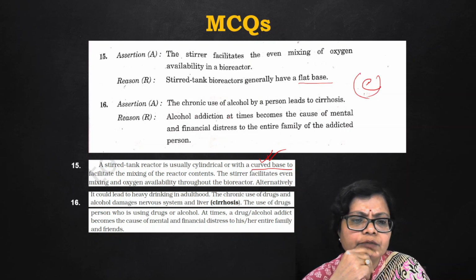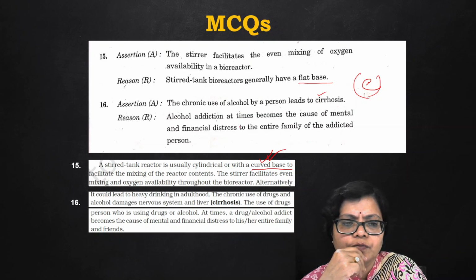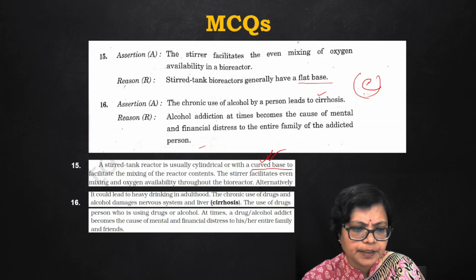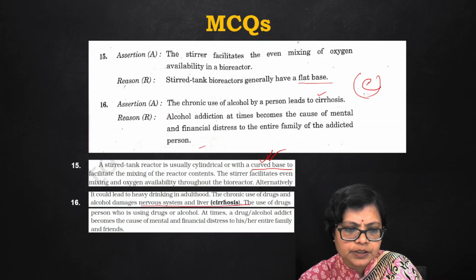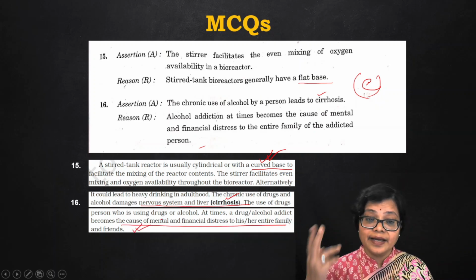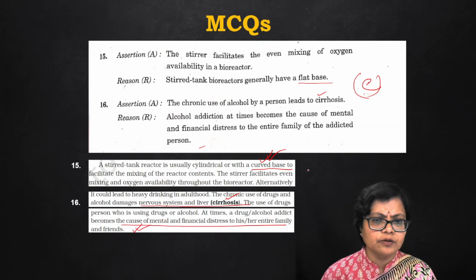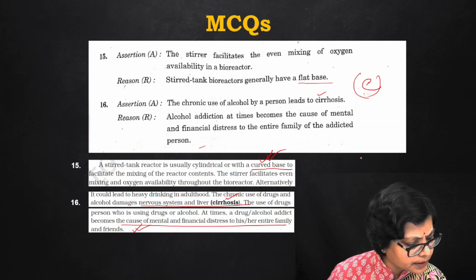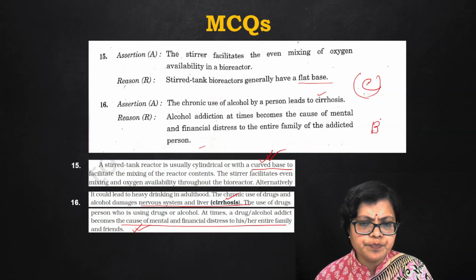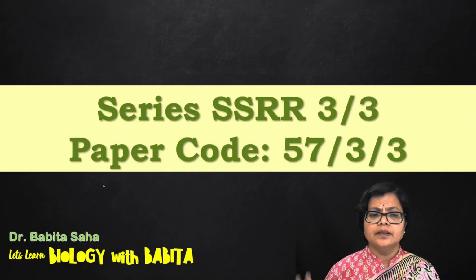Now the next one, the chronic use of alcohol by a person leads to cirrhosis. It is true. Alcohol addiction at times becomes cause of mental and financial distress to the entire family of the addicted person. It is also true but not the correct explanation. You see, nervous system cirrhosis from the NCERT book line and mental and financial distress in the entire family. Exactly the two lines are copied from your NCERT book, but both are true but not the correct option. So in that case it will be both assertion and reason are true, but reason is not the correct explanation of the assertion. So it will be B. Clear? Next, that is the set 3.